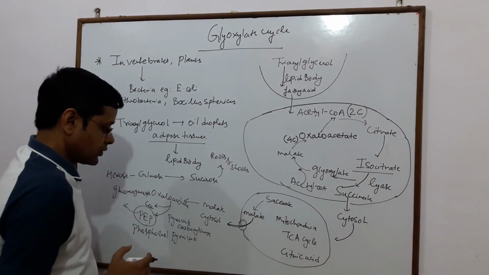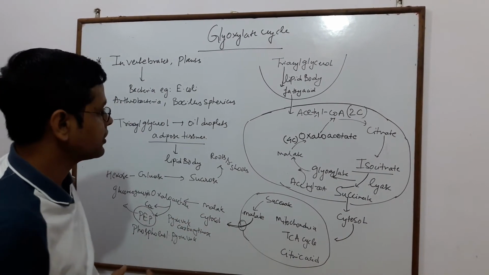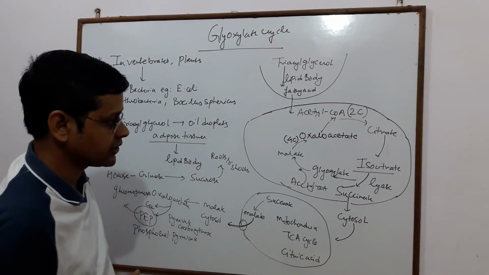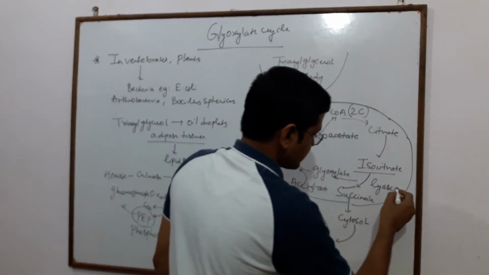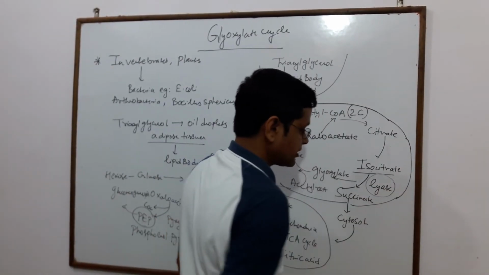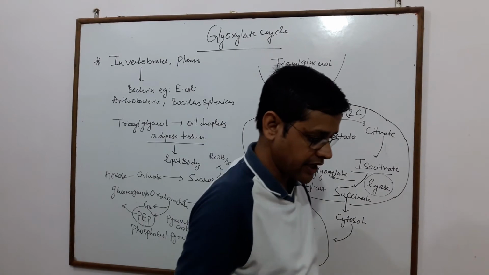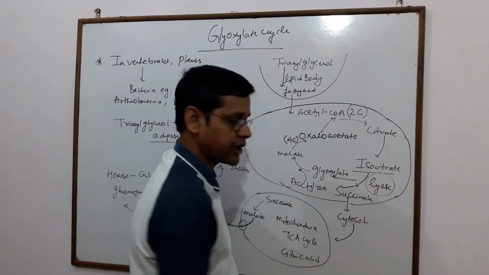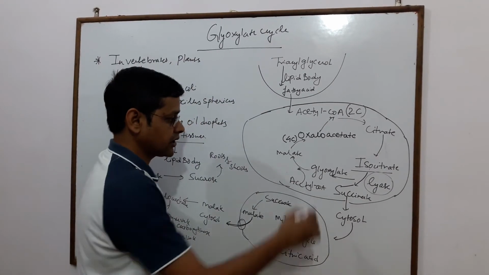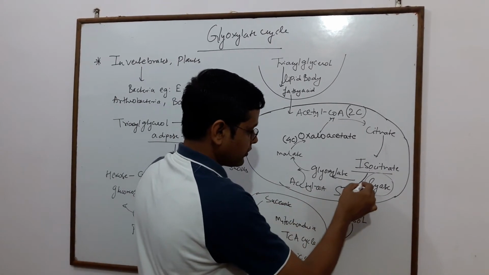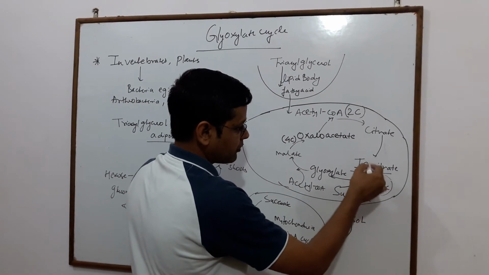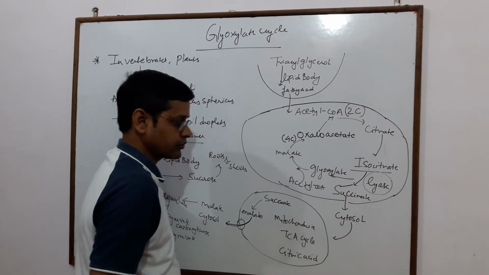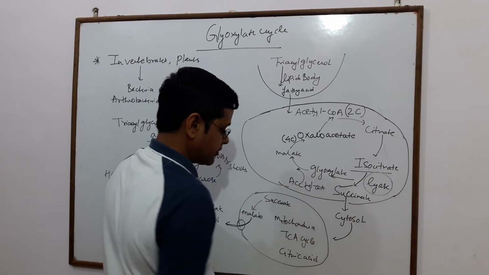So what are the major key regulators for these cycles? One enzyme is isocitrate lyase, which is the actual regulatory element of this glyoxylate cycle, which cleaves this compound isocitrate into succinate and glyoxylate. So this is the major regulatory element.